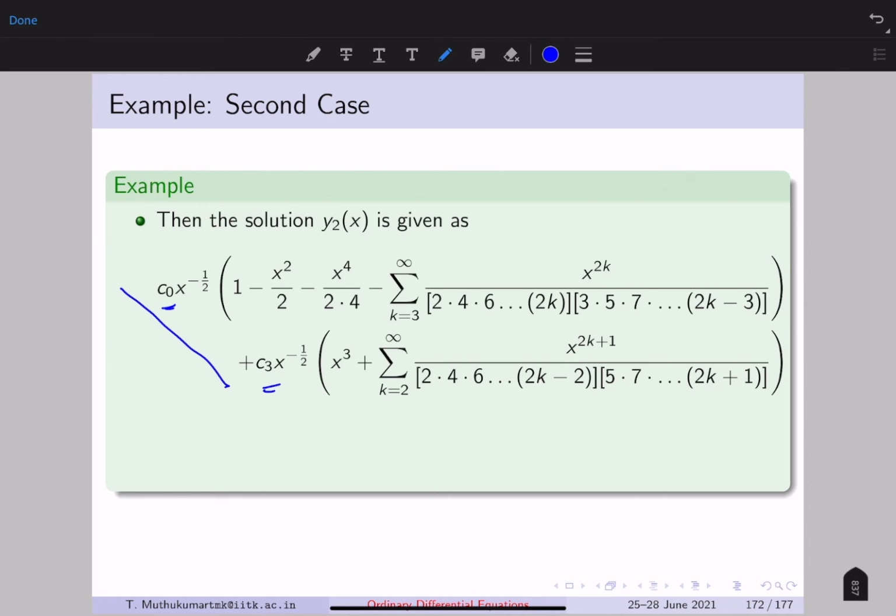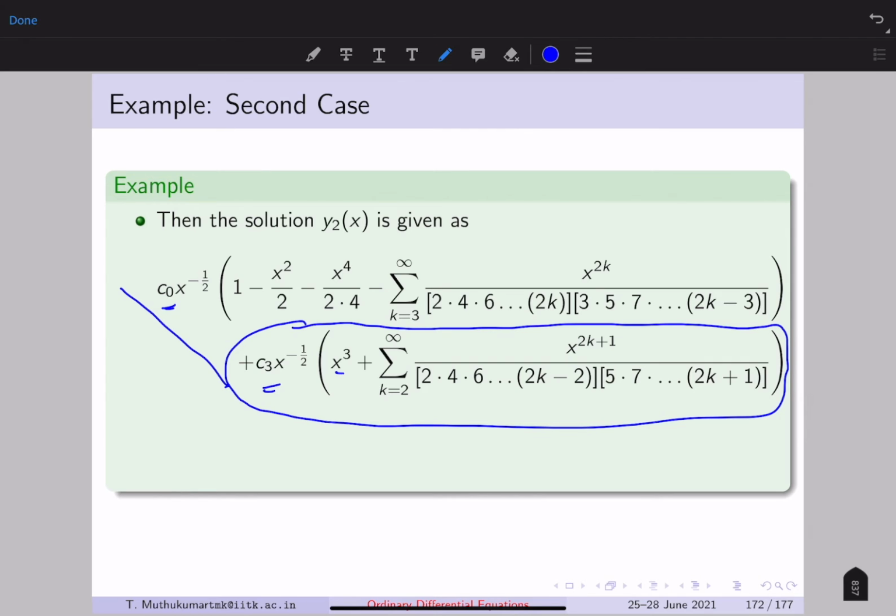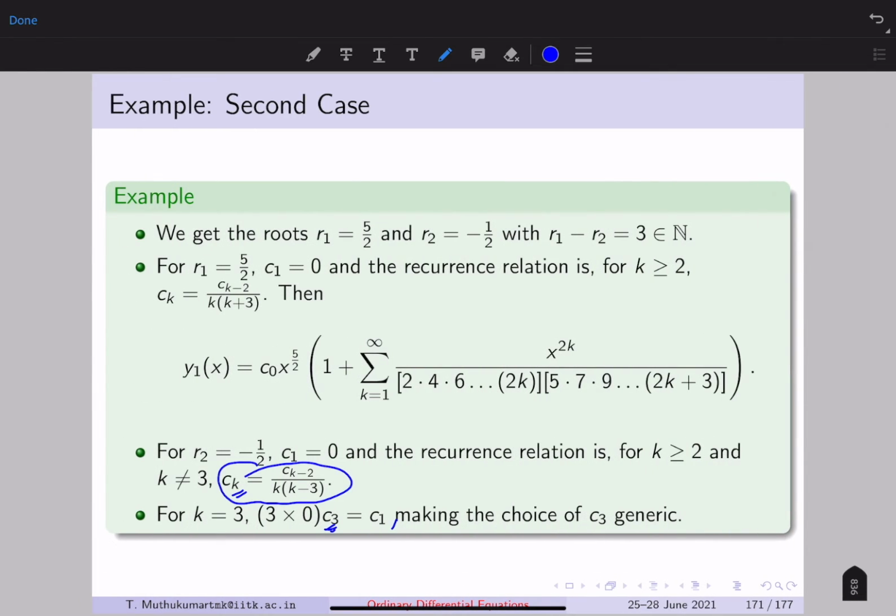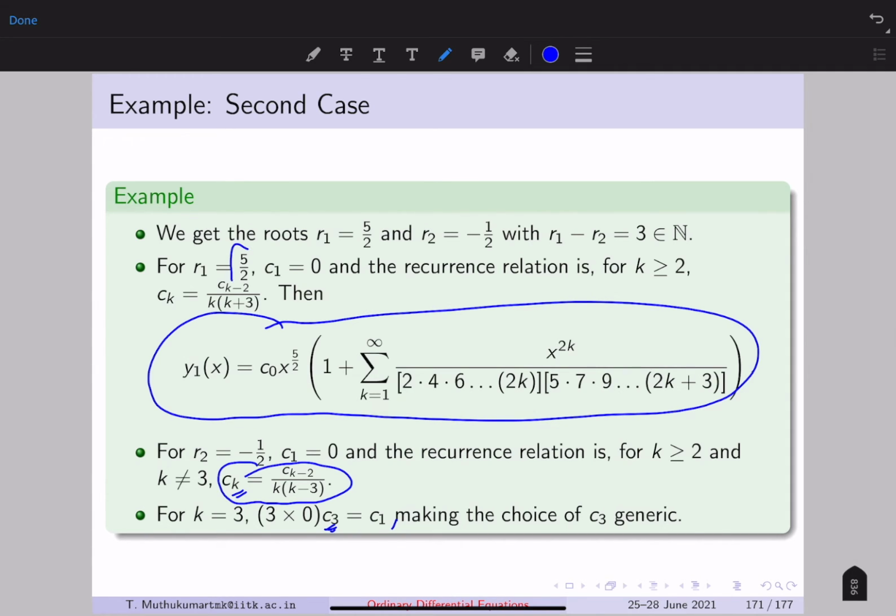Now you see here the second term, this term here. If I bring this x cubed outside, this becomes x to the power of 3 minus half, which is x to the 5 by 2, right? And whatever is left here is 1 plus, if you simplify them, you will see that whatever I have circled here, this equation is precisely the y1 that you obtained earlier, corresponding to 5 by 2.